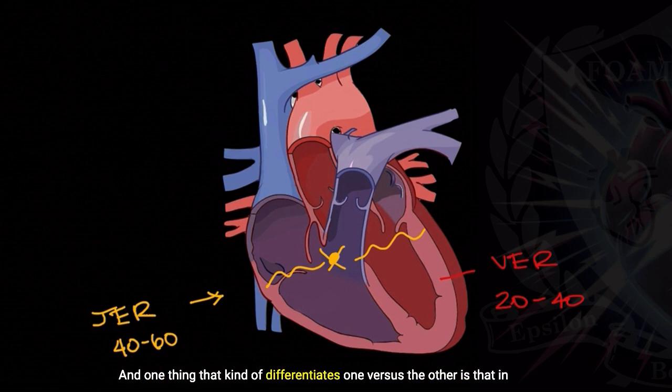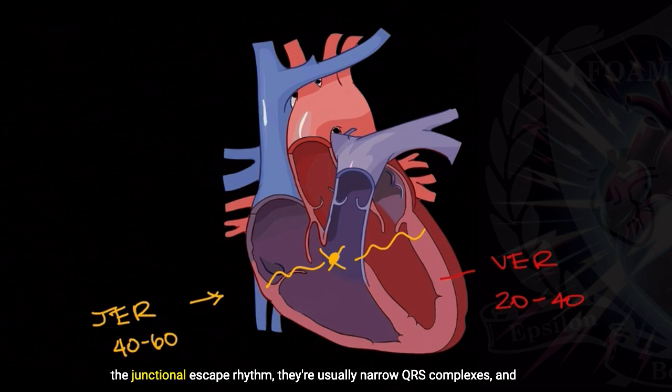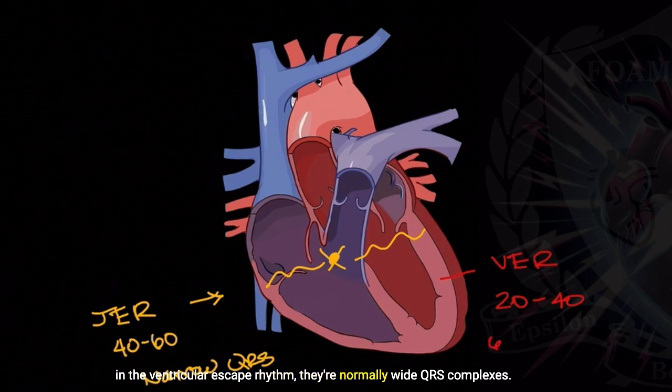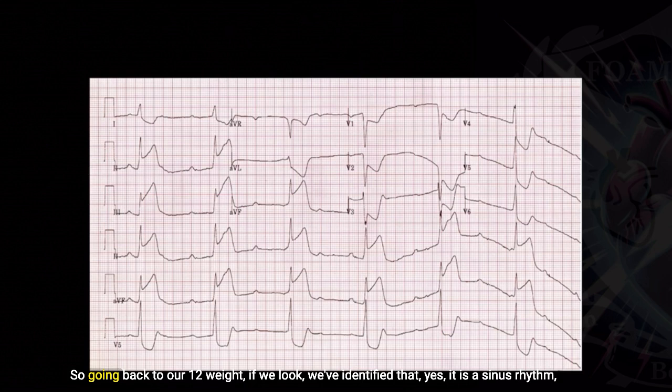One thing that differentiates one from the other is that junctional escape rhythms usually have narrow QRS complexes, and ventricular escape rhythms normally have wide QRS complexes. So going back to our 12 lead, we've identified that yes, it is a sinus rhythm. There is a complete heart block. There is an inferior STEMI.